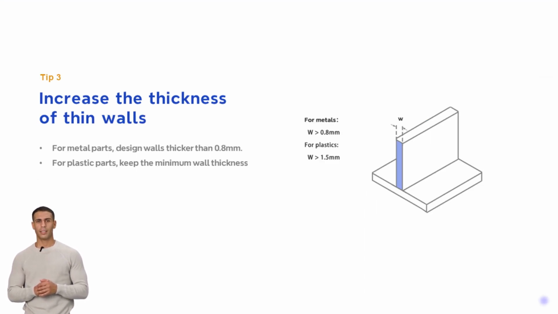Tip number 3, increase the thickness of thin walls. Thin walls are prone to vibration, deformation, and fractures. Precision machining of such walls is time and cost-intensive. Unless weight is a primary concern, thicker sections are more stable and cost-effective for metal parts. Design walls thicker than 0.8 millimeters, aiming for increased thickness wherever possible. For plastic parts, maintain a minimum wall thickness above 1.5 millimeters to enhance stability and reduce machining expenses.